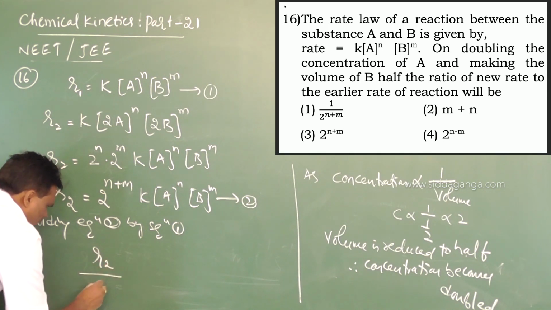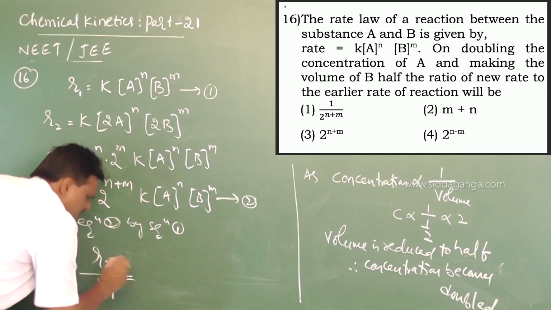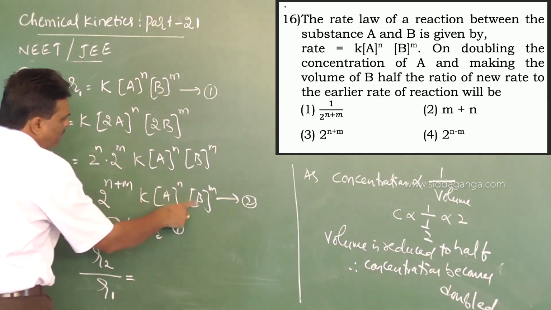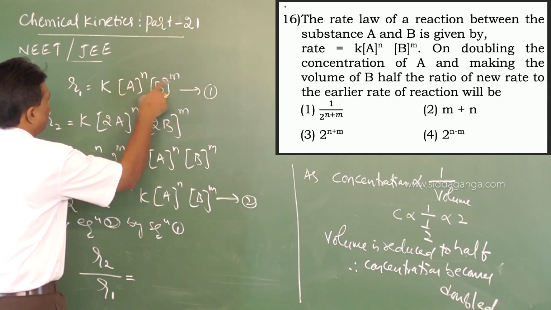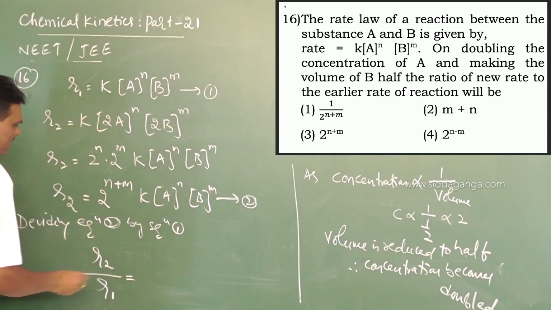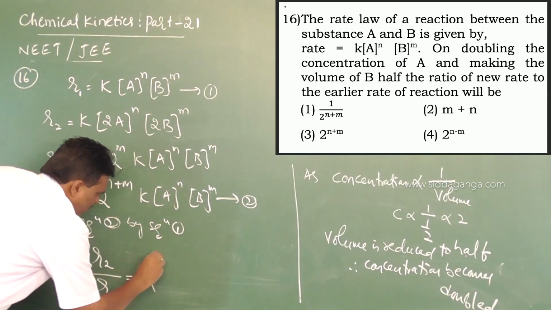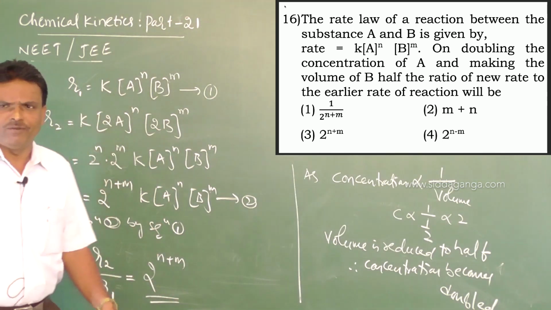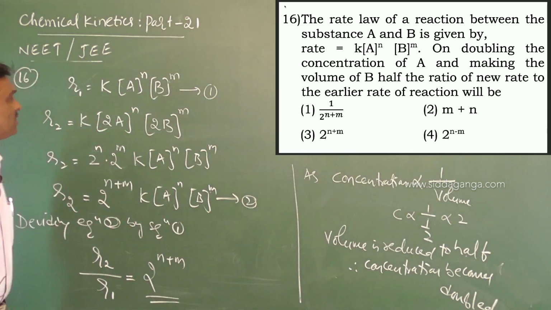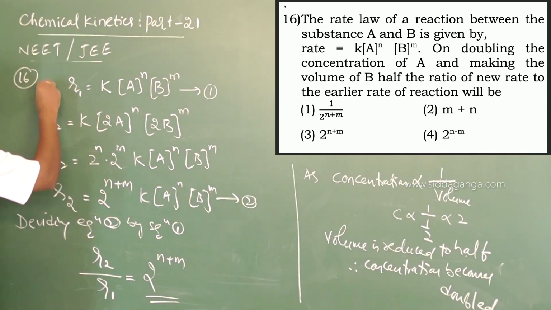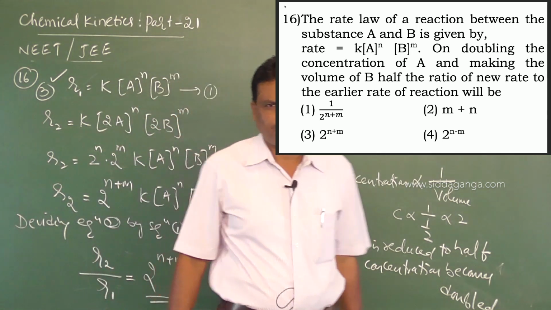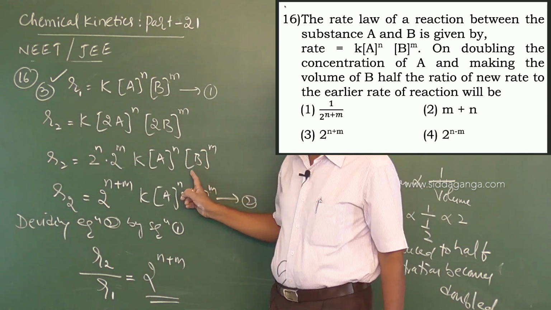The ratio of new rate R2 to initial rate R1 is equal to... observe, K into A power n B power m, K into A power n B power m cancels. So we get only 2 to the power of n plus m. This is your answer, 2 to the power of n plus m. So the third option is the right option for question number 16, 2 power n plus m. Is it clear? So this is very very important.